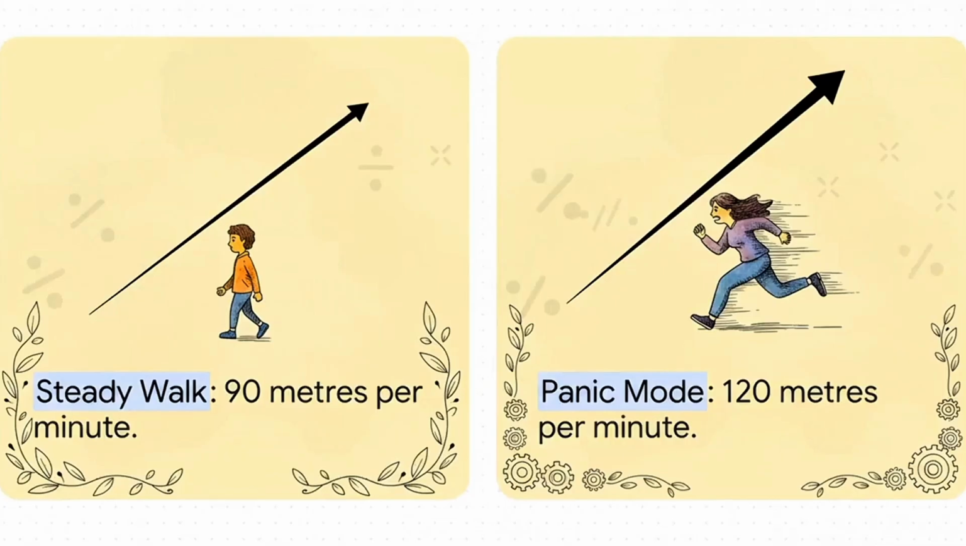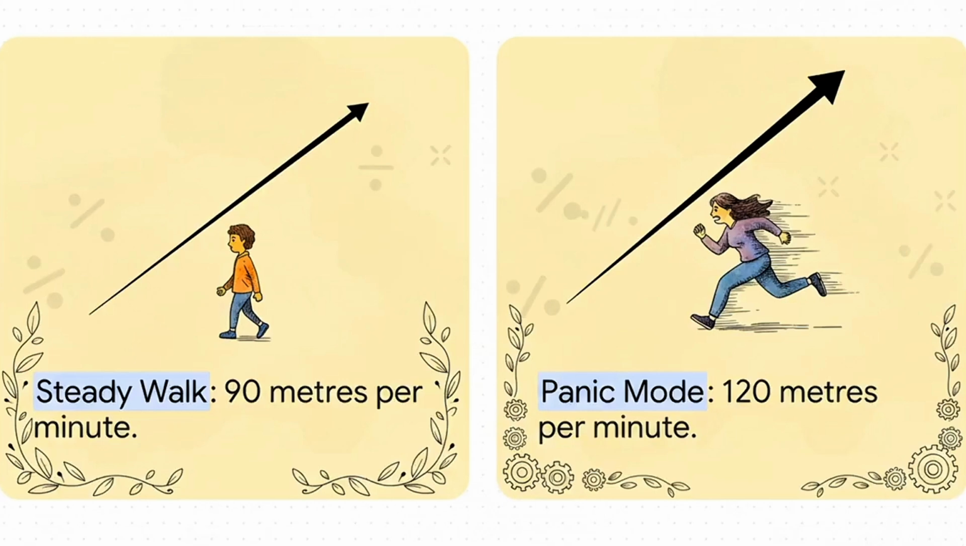Let's actually do the math for Tisha's journey to see this in action. During her first steady walk, 540 meters divided by 6 minutes gives us 90 meters per minute, right? Now, let's calculate that final panic mode section. She covered 240 meters in 2 minutes. So 240 divided by 2 is 120 meters per minute. Wow, she was seriously booking it.